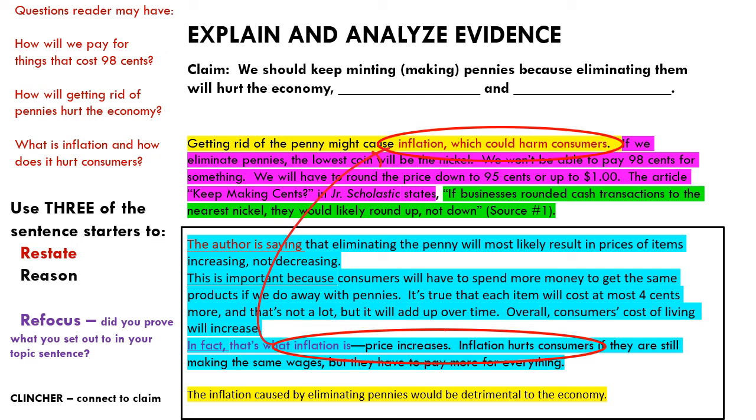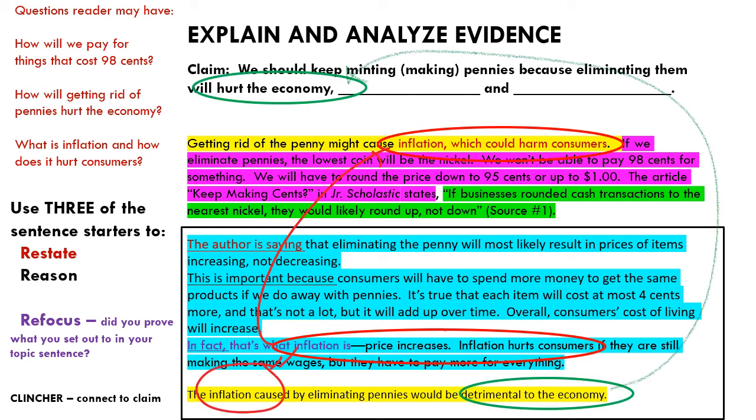And I said that because, remember, originally my claim was that eliminating pennies would hurt the economy. I have inflation in my topic sentence of this paragraph and in my clincher sentence, and now I'm linking that inflation in the clincher sentence to being harmful to the economy, which was my original claim. So all of this connects in a big kind of spot.